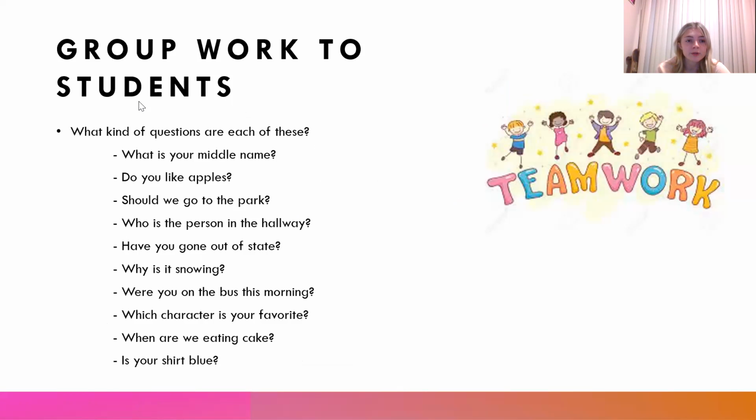Next is group work for students. So you're going to give them some questions. It doesn't exactly have to be these ones. I just try to make it even with 5 and 5, 5 yes, no's, and then 5 WH questions.